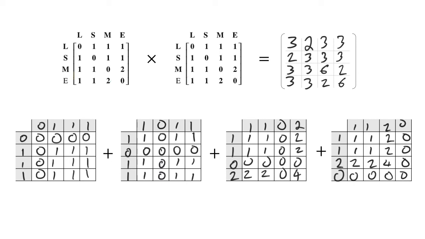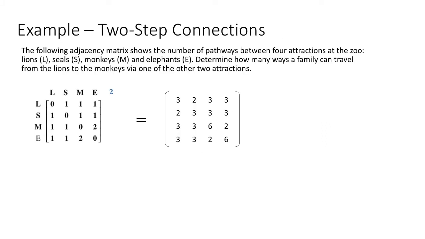Now that I have the answer to when I square my original matrix, I can use that to calculate the number of possible connections going from the lions to the monkeys via one of the other attractions. To help me work out my answer, I'm going to add my labels to my squared matrix: L, S, M, E. Now I'm going to look at my answer, and I'm starting at the lions.